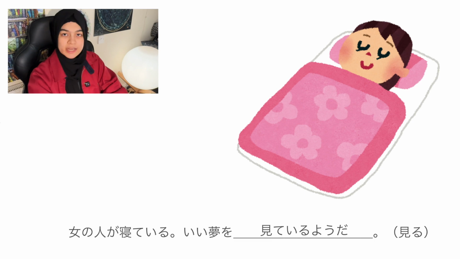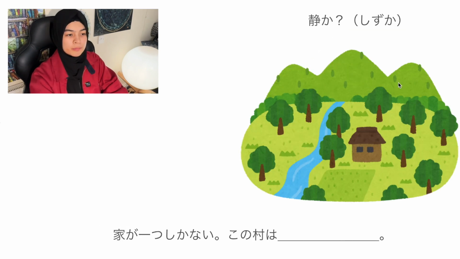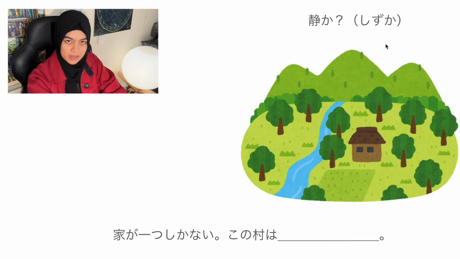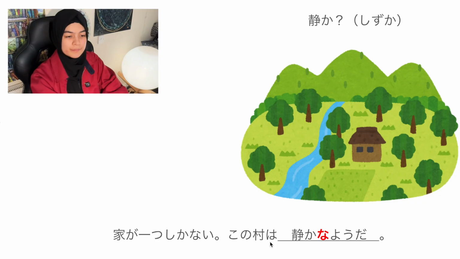What if it's an adjective? はい。これは村ですね. It's a village. 家が一つしかない. There is only one house. この村は Okay, the word we're going to use is 静か, meaning quiet. And 静か is a na adjective, right? It's a na adjective because there's no i at the end. So whenever you see a na adjective, you're going to have to put a na right before ようだ. だから、この村は静かなようだ. Okay ですか?